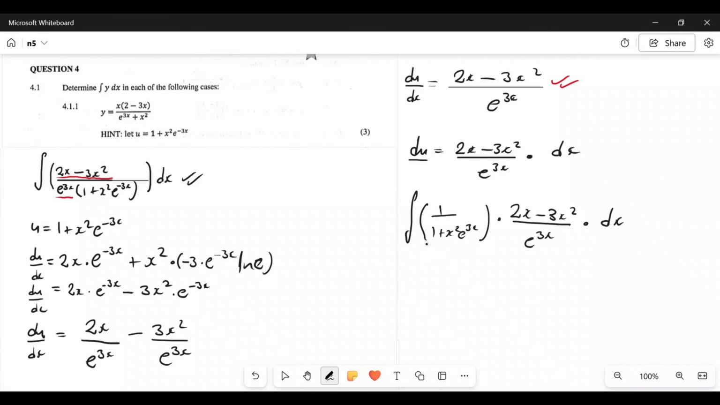Now, let's do some substitution. Let's start with the one inside the bracket there. This is sigma. We have 1. There we go.